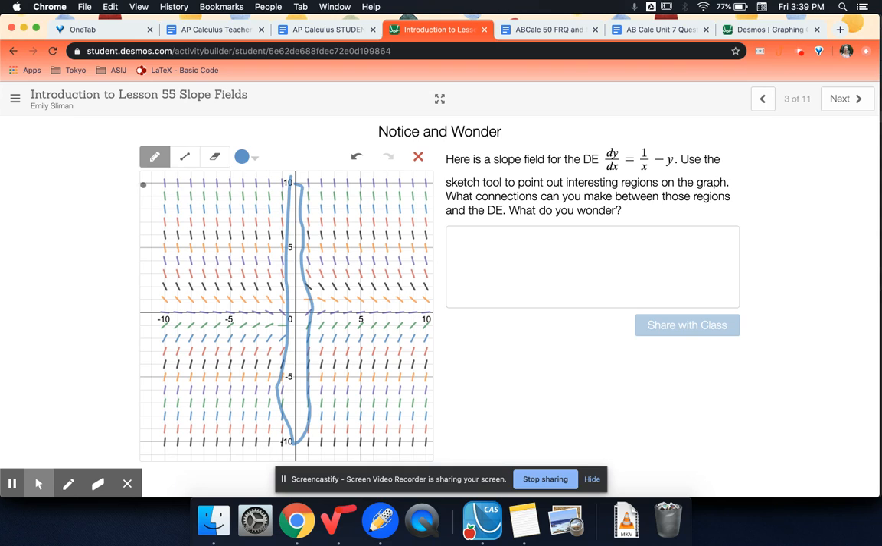Maybe I see that the larger the value of y, the steeper the curve. I see also in quadrants 1 and 2, my slopes are all negative. But in quadrants 3 and 4, my slopes are all positive. That could be something else you talk about. But again, a notice and wonder is for you to notice and wonder.